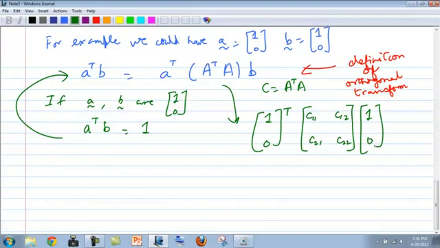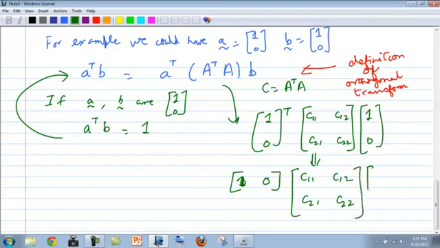Okay, so let's simplify this further. This gives me, sorry, it gives me 1 0, C11, C12, C21, C22, 1 0. And what is this going to give me? This essentially selects out C11. And now we know that these two relationships together tell us that C11 must be equal to 1.